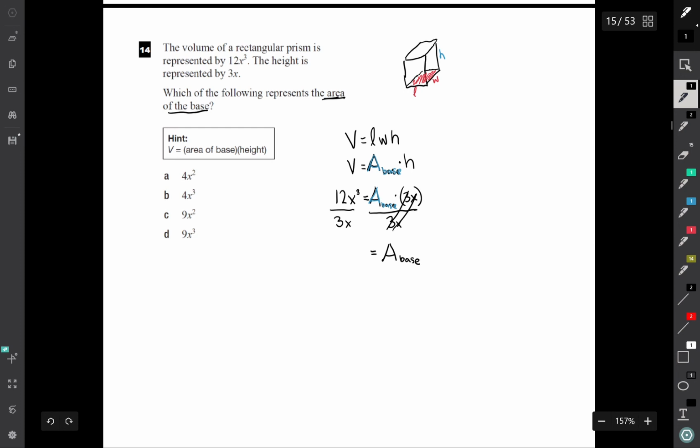Okay, so now all that's left to do is to simplify the left side of our equation. So again, we start by simplifying our numbers. 12 divided by 3 is 4. And then we use the quotient law, right? Our new exponent on the x is going to be 3 minus 1, which is 2. So that means A is the right answer.